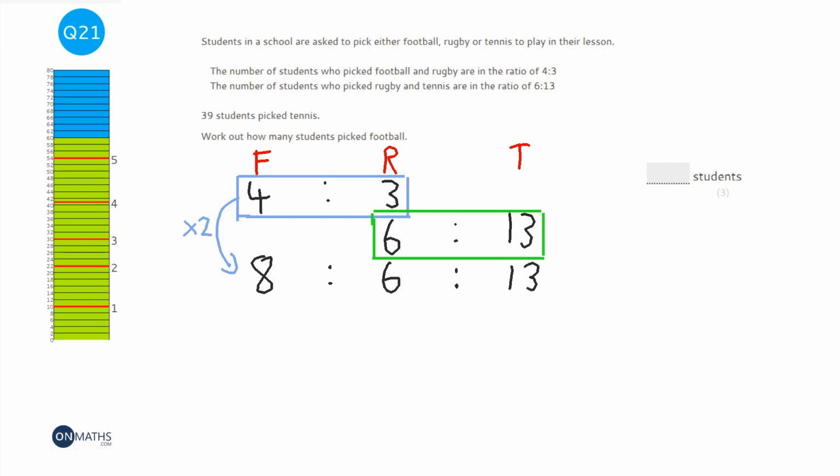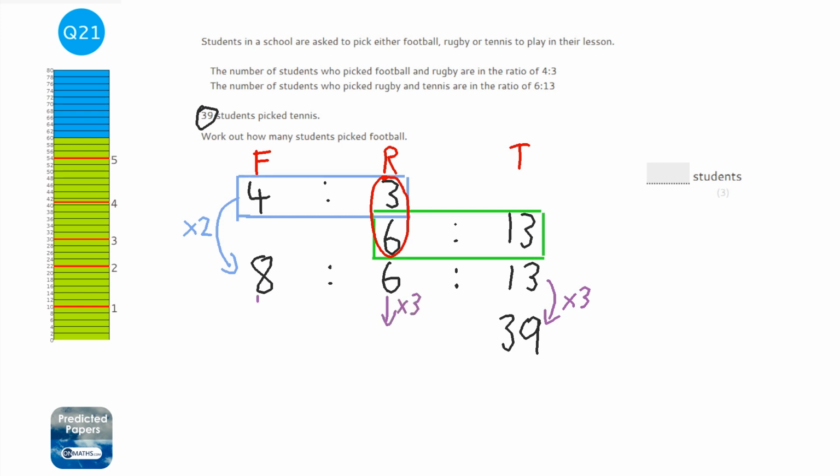Okay, so all I'm interested in here is matching these two up to make these both the same. So I times the one in blue by 2 and it made it exactly the same. Now it says that 39 students picked tennis, so I need to find some way of getting the tennis to be 39. Well, that's just simply timesing it by 3. And if I times that one by 3, I've got to times this one by 3, and I've got to times this one by 3.